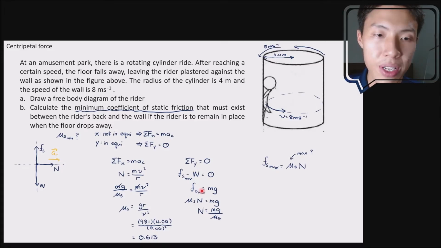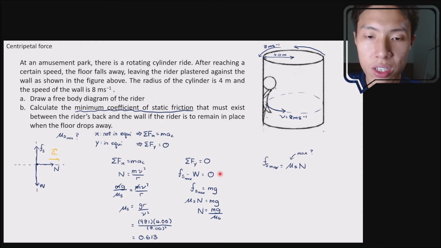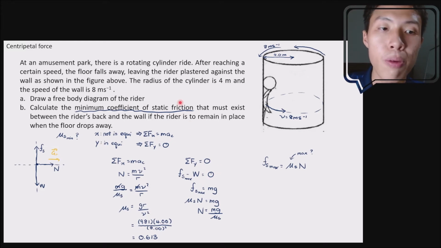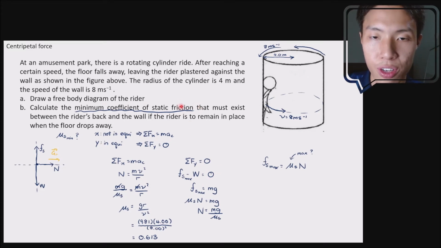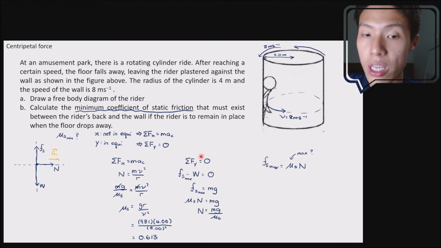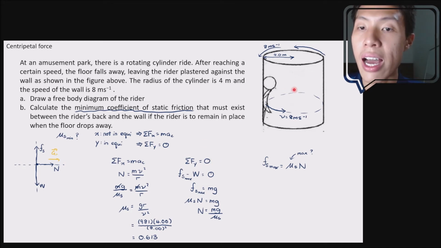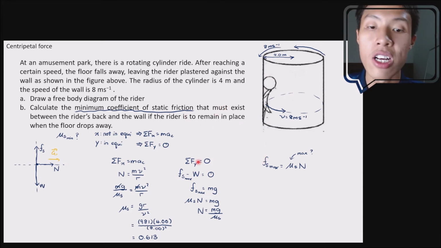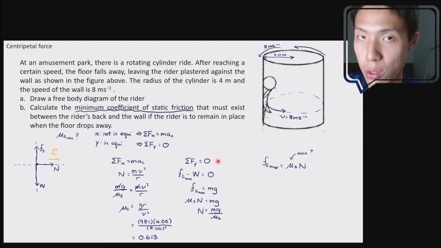Now, to explain why this value over here is the minimum coefficient of static friction, let's look at this equation over here. The purpose of having the minimum coefficient of static friction between the rider's back and the wall is to make sure the riders remain in place, right? So for the rider to remain in place, sum of Fy will be equals to 0. If the sum of Fy is not equal to 0, that means there will be an acceleration in the y-axis. Either the object will be accelerating upwards or accelerating downwards. But our purpose here is to make sure the rider remains in place. So we must make sure that the sum of Fy is equal to 0.